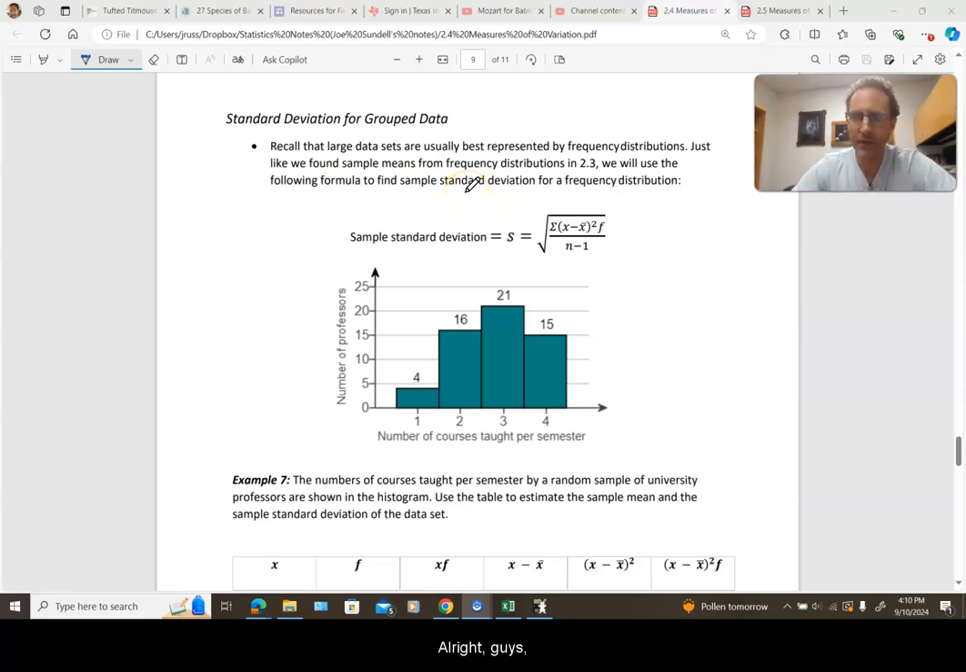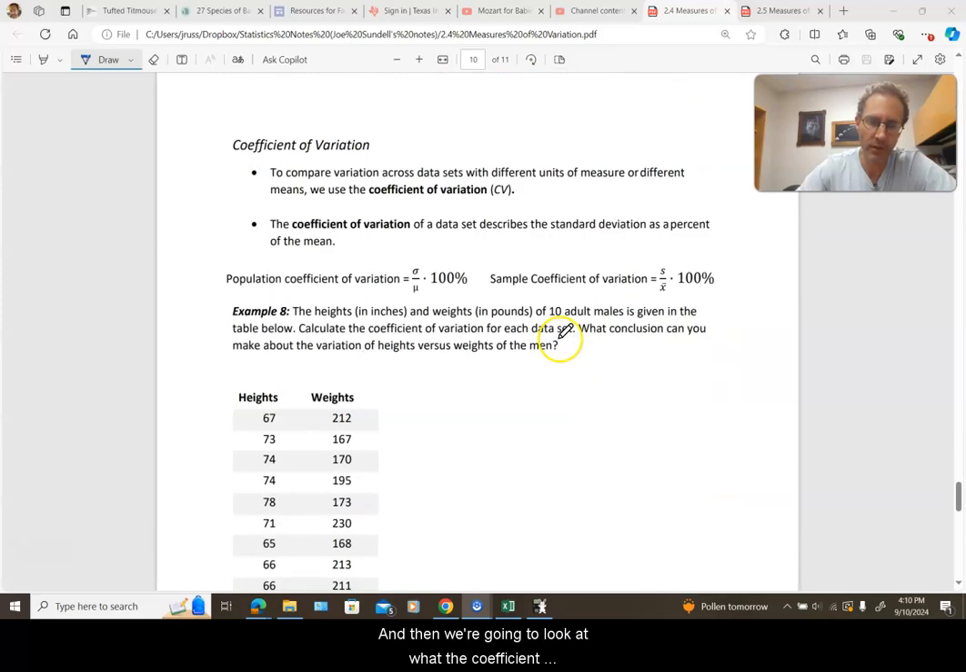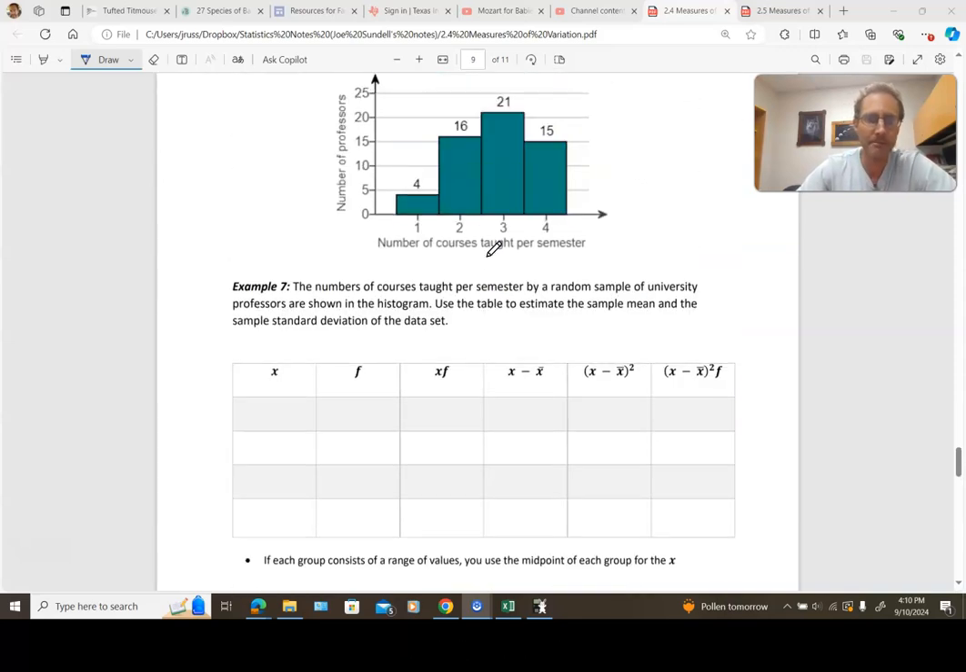Alright guys, we're going to finish up 2.4. Okay, so this will be the part 3 video. And we're going to look at finding the standard deviation for grouped data. And then we're going to look at what the coefficient of variation is and what it means, how it's useful. And it's very useful, by the way.